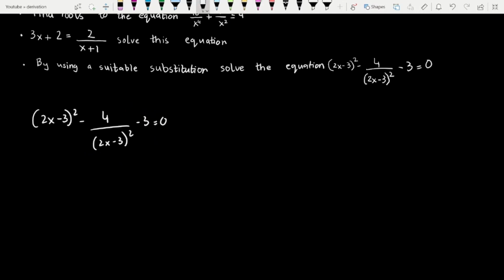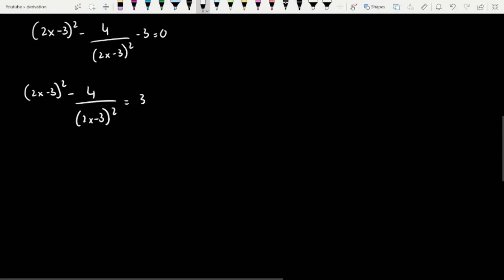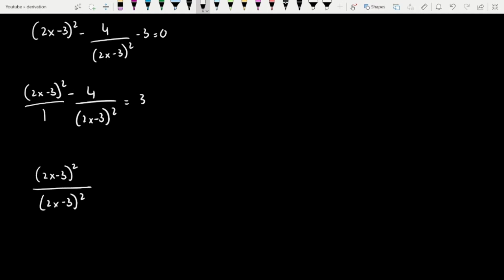Of course, there are a lot of ways you can get rid of these fractions, but I think I'm going to do what I said. So I send the 3 over to the other side. I take the LCM between these two terms. I have a 1 over here, which just means this is going to be (2x minus 3) whole squared, over the LCM, which is obviously (2x minus 3) whole squared, and then 4 over (2x minus 3) whole squared is equal to 3. And this is the LCM, right? So obviously I have to multiply the numerator with that as well.